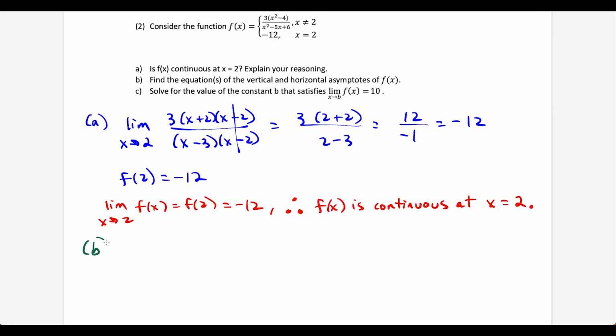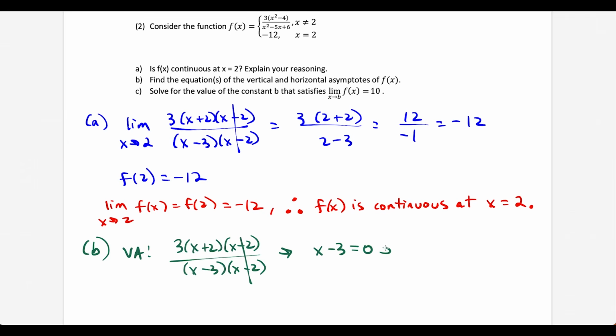So now for part B, we have a few things to do, but first we're going to find the vertical asymptotes of f of x. So to find the vertical asymptotes, you need to do 3 things. First, you need to factor your function, and we already factored it in part A, so I'll just rewrite this. We have 3 times x plus 2 times x minus 2 over, on bottom, we had x minus 3 times x minus 2. So we factor, we cancel, and then we set the leftover factors in the denominator equal to 0. So we're going to set x minus 3 equal to 0, which tells us that our vertical asymptote is going to be x equals 3. So this is part of our solution.